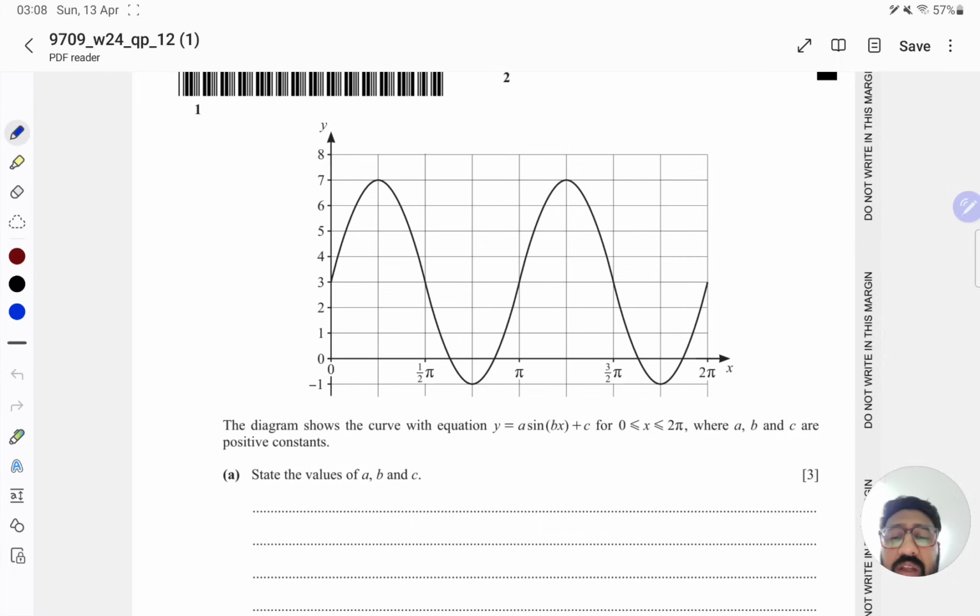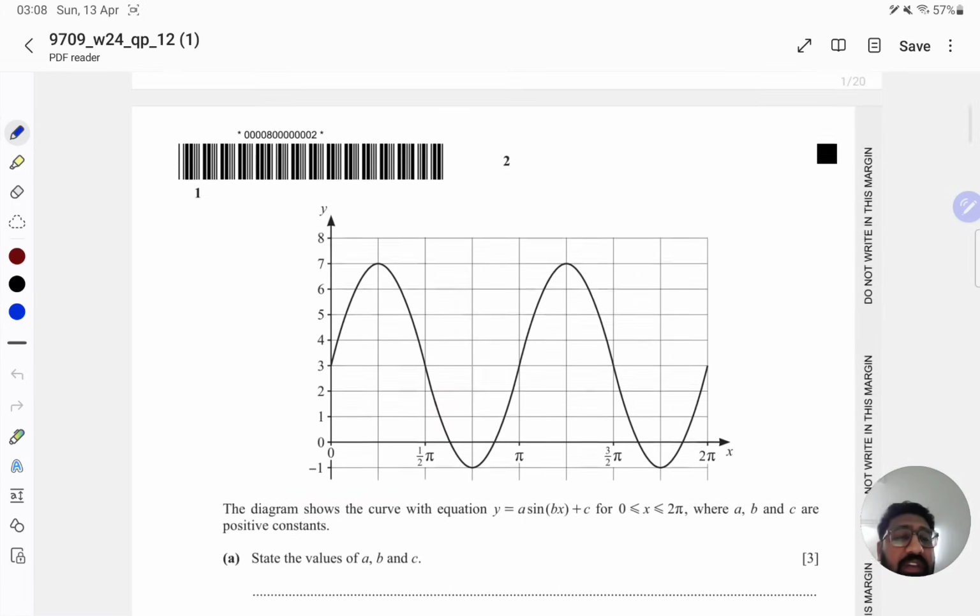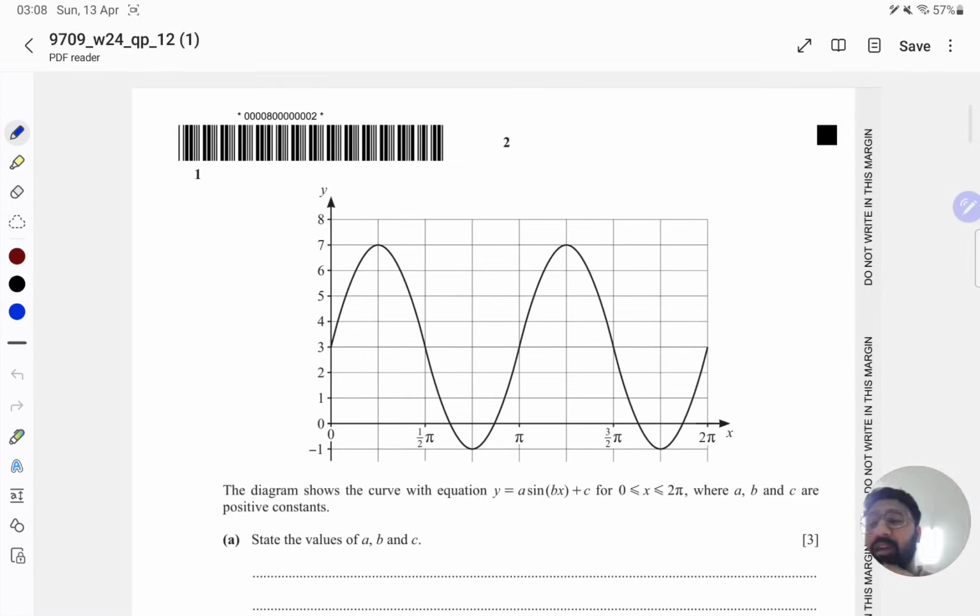The diagram shows the curve with the equation y equals a sin(bx) plus c from 0 to 2 pi, where a, b and c are positive constants. We need to state the values of a, b and c. So before figuring out the values for a, b and c, let's make the graph for a simple trigonometric sine ratio.